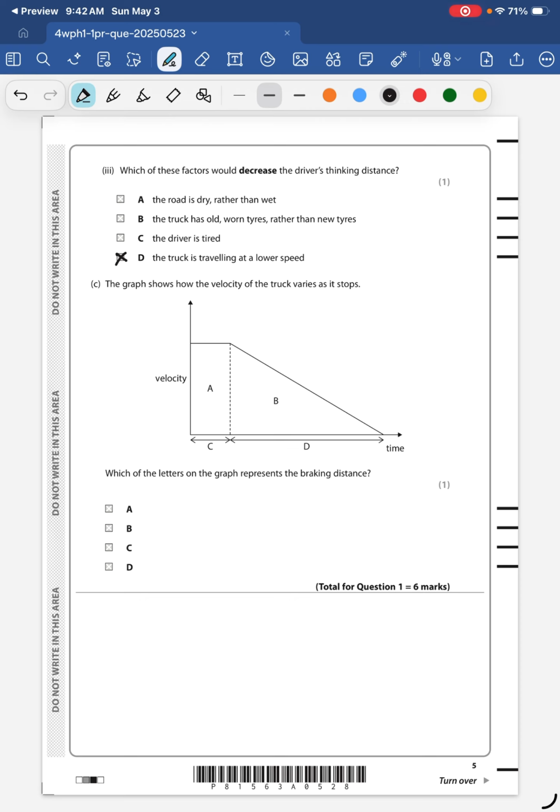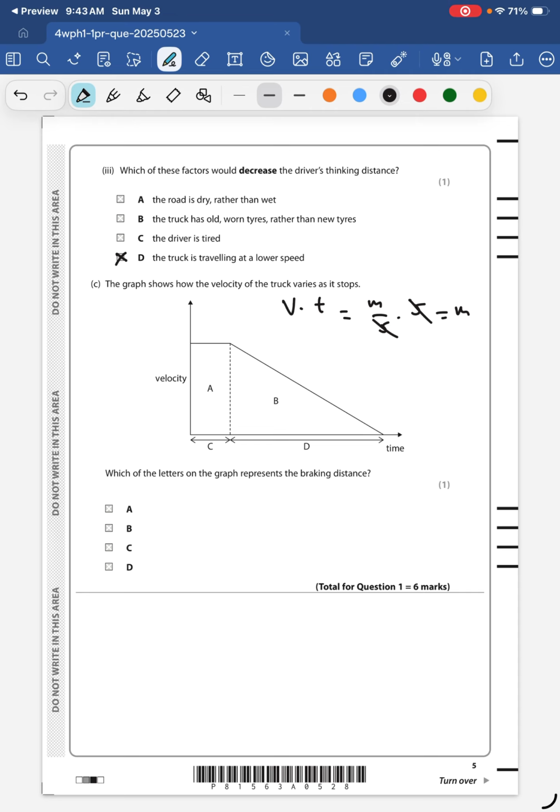Okay, and now part C, also multiple choice. The graph shows how the velocity of the truck varies as it stops. So you have a velocity time graph, and recall that if we multiply velocity by time, which is the area under the curve, we have velocity has units of meters per second, and time has units of seconds. So this cancels, and you are left with meters. So the area under the curve gives you a distance. Okay, so keep that thought.